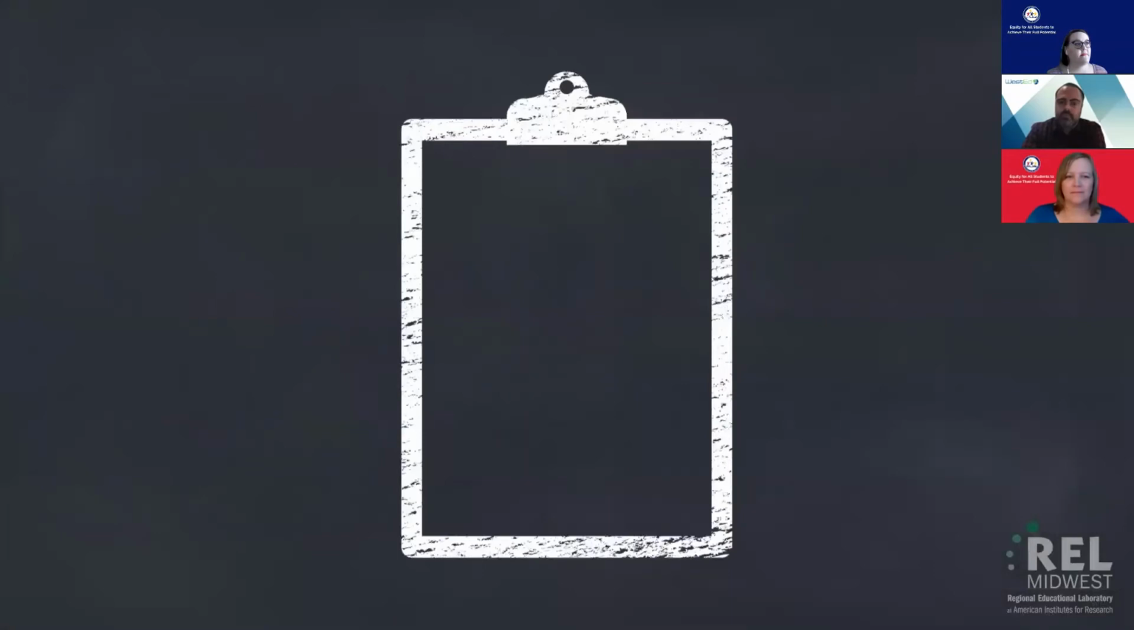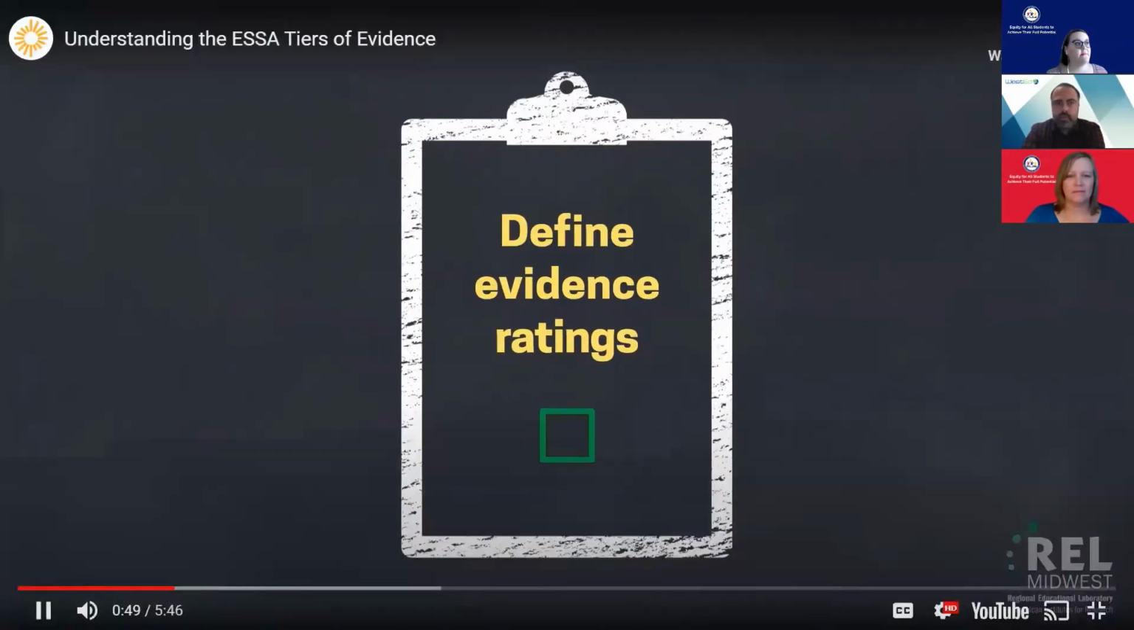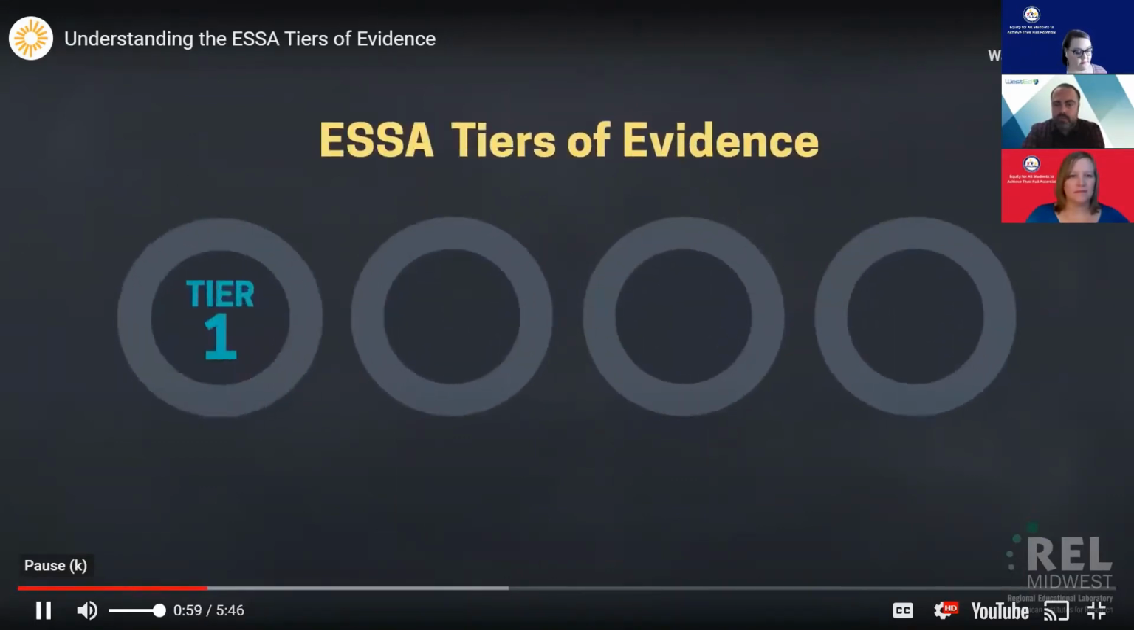When applying for federal funding and some state-sponsored grants, it's important to be aware of how the federal government and states define the evidence tiers and where to find the information necessary to determine them. ESSA uses 4 tiers of evidence to rate an intervention's potential effectiveness on improving student outcomes in a school or district.